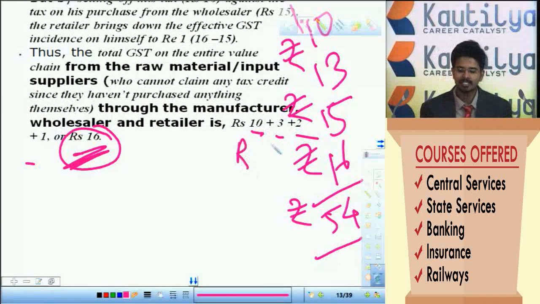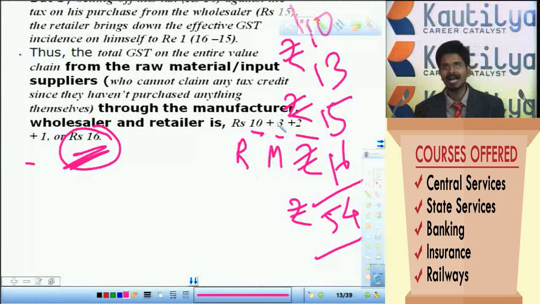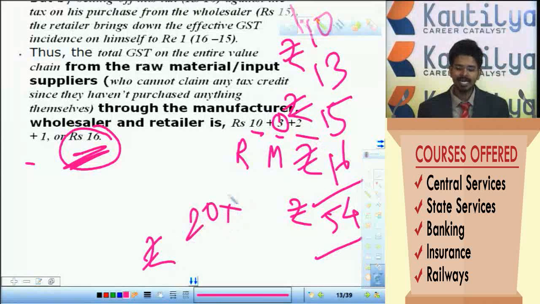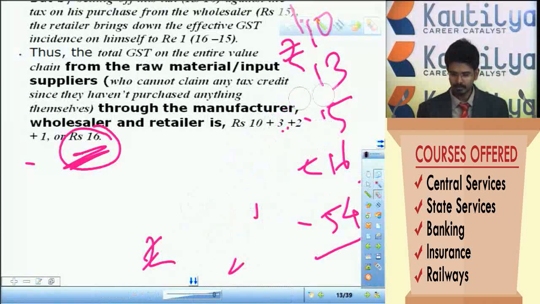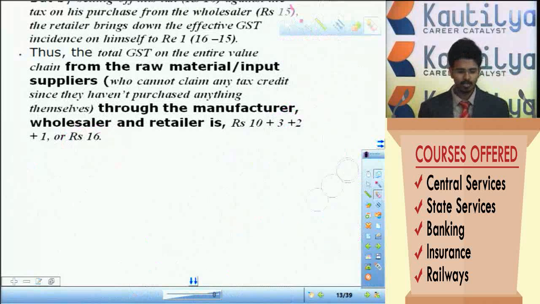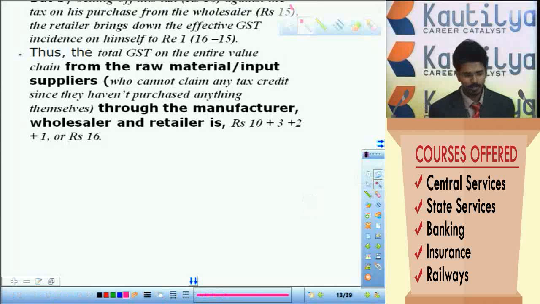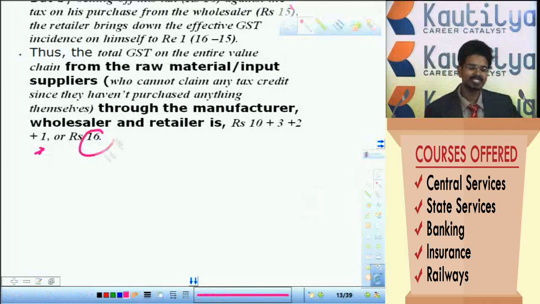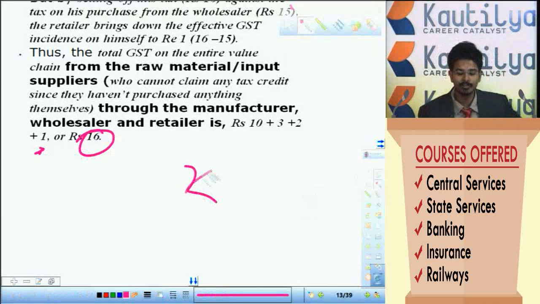Here is the raw material stage, here is the manufacturer. The manufacturer has added a value of 30 rupees, so 10% of 30 rupees is only 3 rupees tax he is paying. Then the wholesaler adds a value of 20 rupees, so he pays tax on only this 20 rupees, that is 2 rupees tax. And then the retailer adds a value of only 10 rupees, so he pays only 1 rupee as indirect tax. So finally the consumer is paying only 16 rupees as taxes instead of 54 rupees.